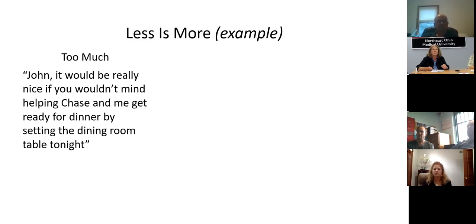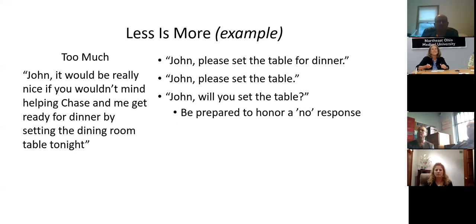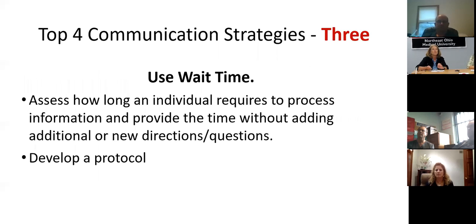So this is just a quick example. "John, it would be really nice if you wouldn't mind helping Chase and me get ready for dinner by setting the dining room table tonight" would be too much generally. You can hardly say that in one breath. But if you looked at scaffolding it, you could say things like, "John, please set the table for dinner. Please set the table. Will you set the table?" And if you are going to ask that question, be prepared for a no response and honor it, because you did ask. Or, "John, set table." And then you could just use the visual of forks, spoons, etc. This seems very simplistic, but you would be surprised how often this becomes a problem. We forget these very simple strategies in the heat of the moment.